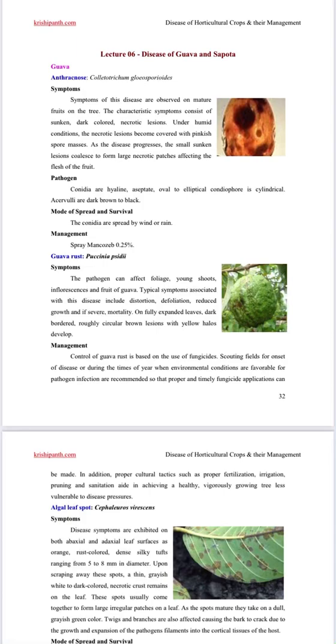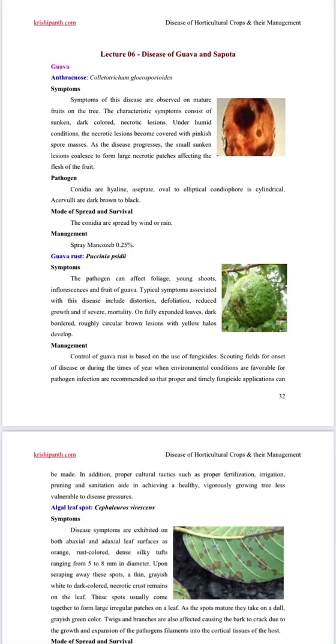Wilt of guava, the causal organism is Fusarium oxysporum. Guava anthracnose, the causal organism is Colletotrichum gloeosporioides. Third is fruit canker or scab of guava. The causal organism is Pestalotiopsis psidii.